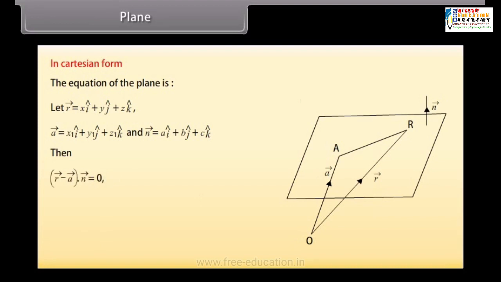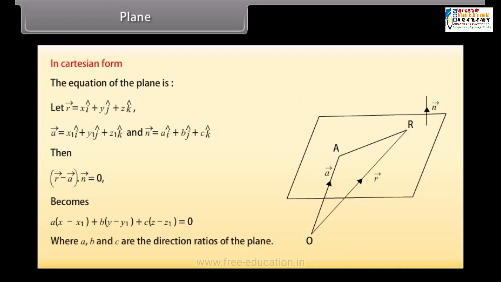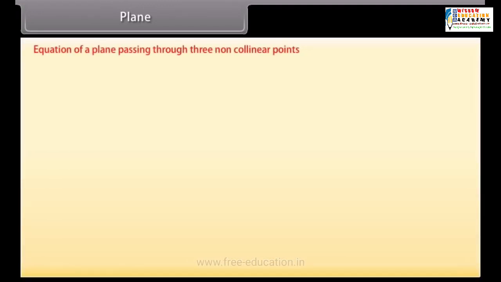Then, dot product of vector R minus vector A and vector N equals 0 becomes a into (x minus x1) plus b into (y minus y1) plus c into (z minus z1) equals 0, where a, b and c are the direction ratios of the plane. Equation of a plane passing through 3 non-collinear points.